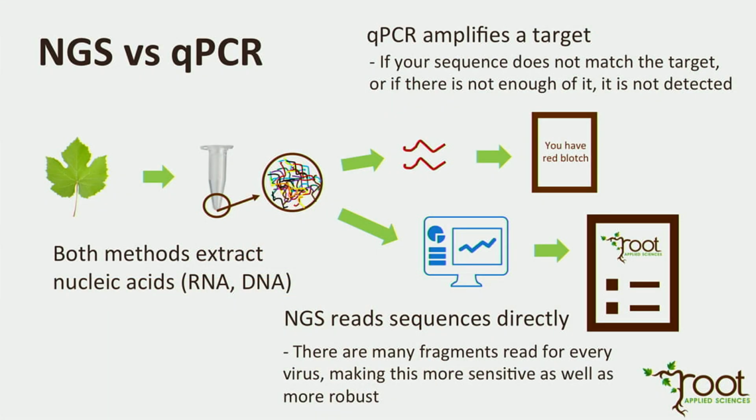So I just wanted to do an overview again of the difference between metagenomics-based next-generation sequencing and quantitative PCR. Both methods are extracting your nucleic acids. qPCR is amplifying a target. If your sequence does not match the target, or if there's not enough of it, it's not detected. Next generation sequencing using metagenomics reads the sequences directly. There are many fragments read for every virus.